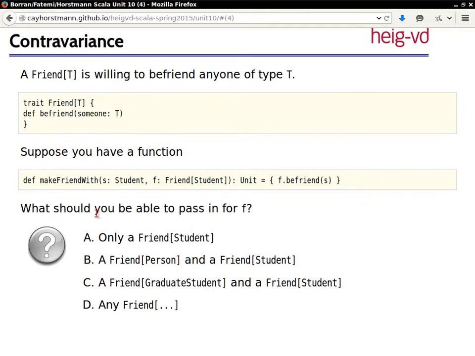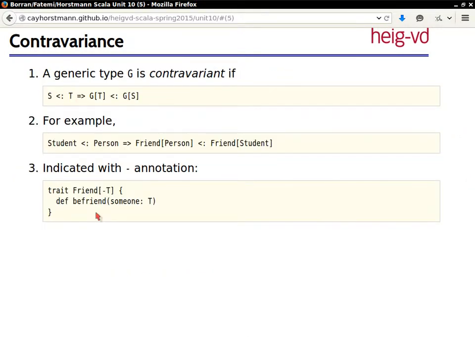Yeah? So minus is for less specific and plus is for more specific? I wouldn't say that. Plus means it varies in the same direction. If S is a subtype of T, then G of S is a subtype of G of T. And the minus means it varies in the opposite direction. And I don't actually know where the plus and minus come from. Why they didn't use like a less than or greater than or some such thing, but that's what they use. And it's not just in Scala, but there are other languages that do the same thing.